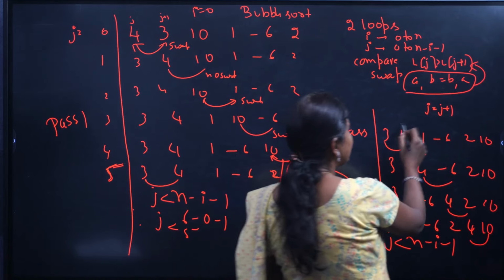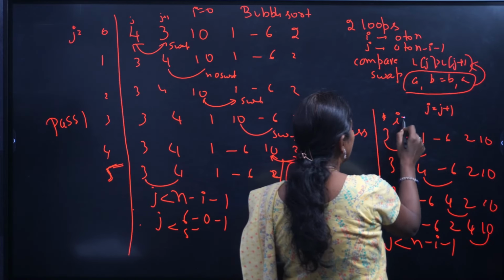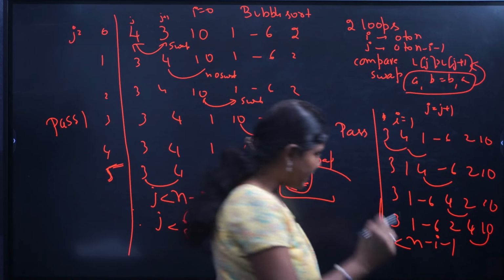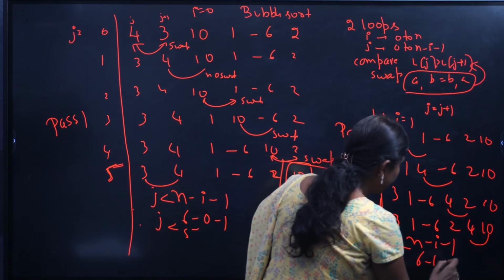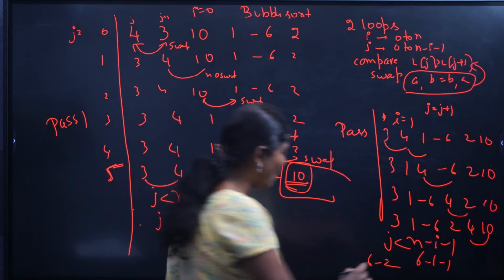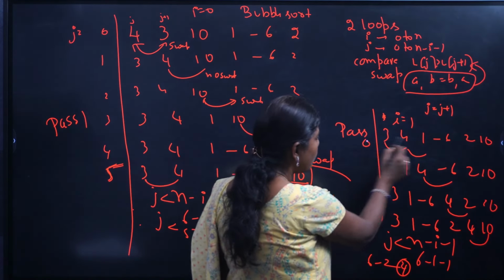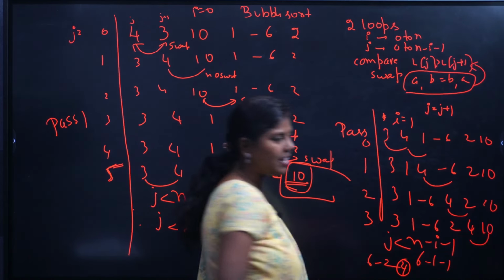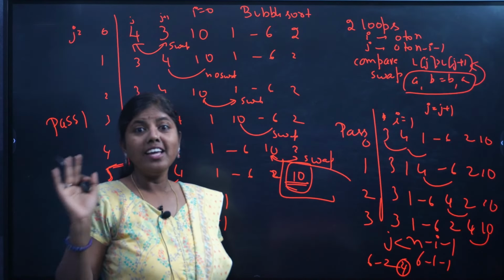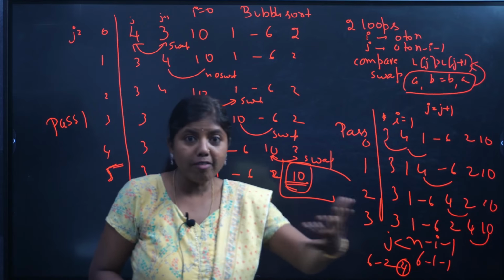Here you can see the value of J starts from 0 only. I is equal to 1, in this case. In the earlier case, I was 0. That means 6 minus 1 minus 1, which is 6 minus 2. 6 minus 2 means what, students? It is only 4. That means 0, 1, 2, 3. It's only 0, 1, 2, 3. 4 does not satisfy the condition, so it comes out of the loop. Very simple. That's what I'm trying to tell you. You need not have to do it.